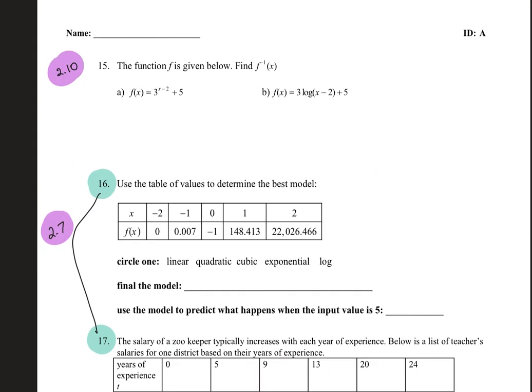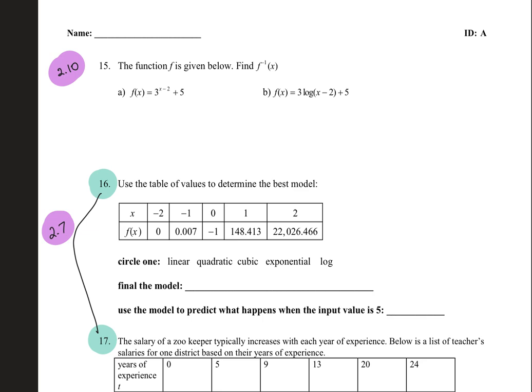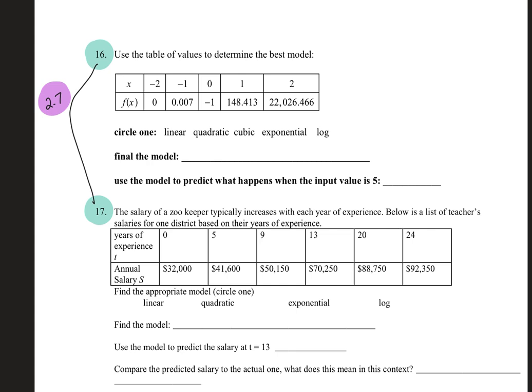15 is your inverse, okay, which 2.10, we kind of just finished that. That was on this last test. 16 and 17, those are the ones highlighted in teal or green. These are calculator. So this would be on the calculator portion of your test. And this is your regression.